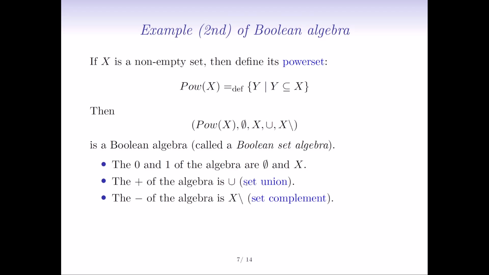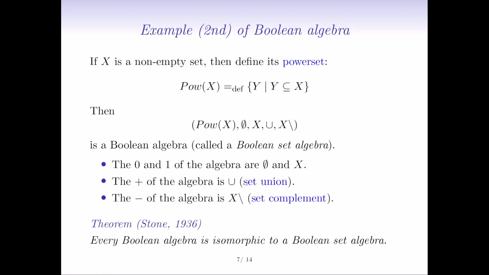And this is a special Boolean algebra, which is called a Boolean set algebra. And they're special in the following way: there's a theorem by Stone in 1936 that every Boolean algebra is isomorphic to a Boolean set algebra. While I won't go into the definition of an isomorphism, it basically means it is essentially the same thing. So every Boolean algebra somehow can be seen as a Boolean set algebra.